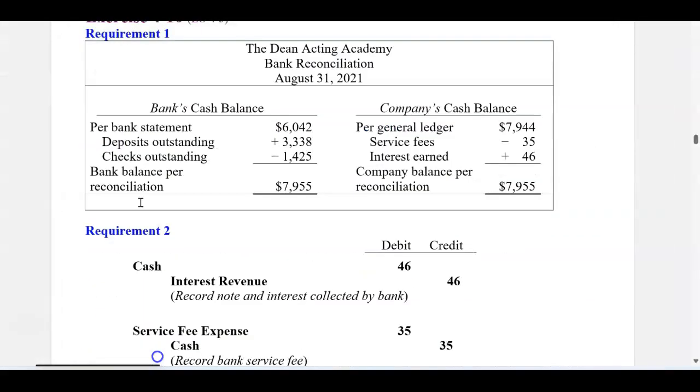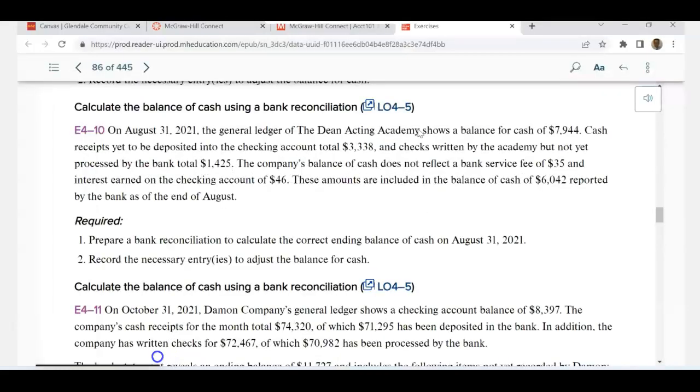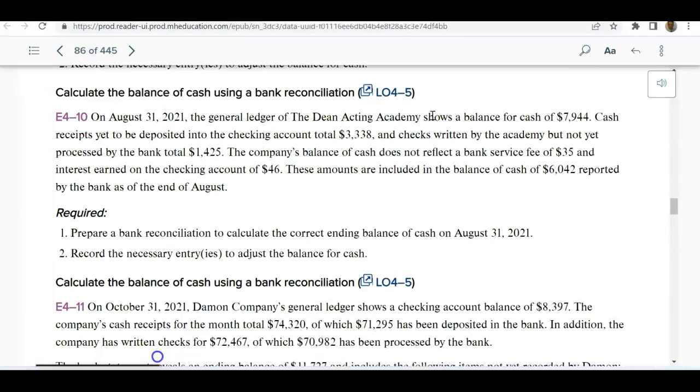So here we have, let me read the question one more time. The general ledger of Dean Accounting shows a balance for cash of $7,000. Cash receipts yet to be deposited into the checking account.